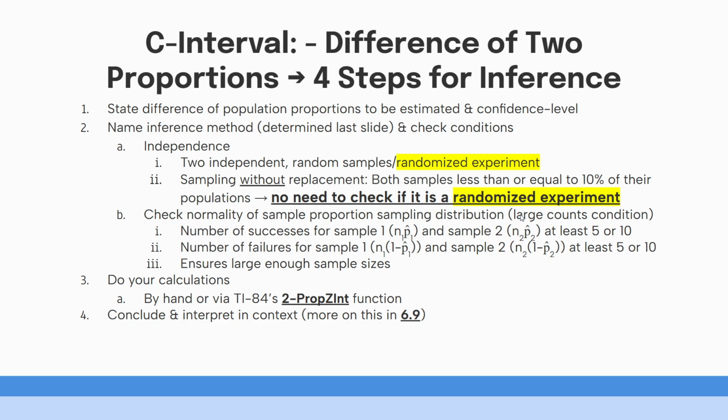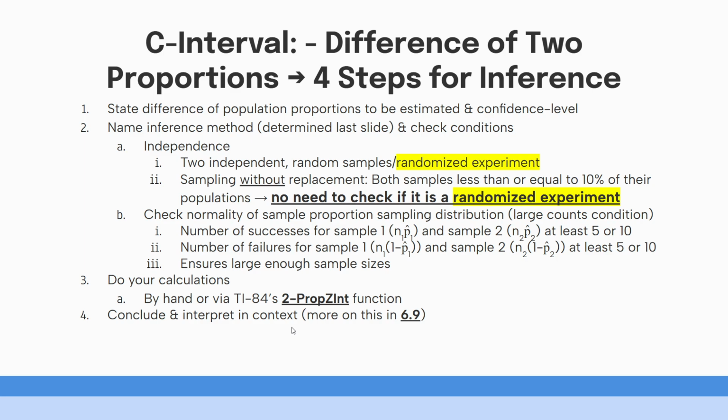Check normality of the sampling distribution of the difference in sample proportions. This is also called the large counts condition. I didn't mention this earlier, but that's what it's called. The number of successes for sample 1 and sample 2 are at least 5 or 10. It depends which is which. Usually you should say 10. And the number of failures for sample 1 and 2 are at least 5 or 10, which ensures both sample sizes are large enough. Then you do your calculations either by hand, we've seen this, or using the 2propzint function.